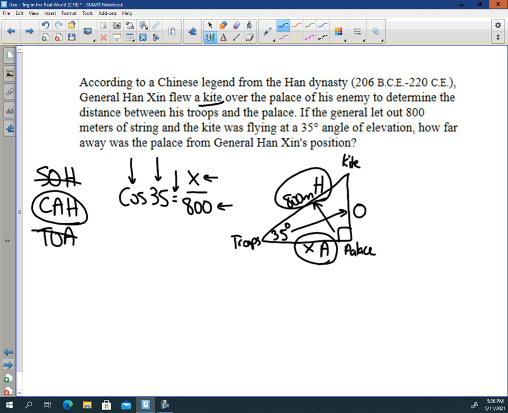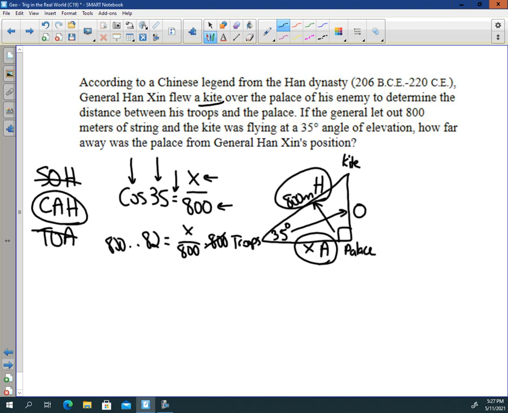This is actually a slightly easier problem. So let's find out what the cos of 35 is. So 35 cos, 0.82. 0.82 equals x over 800. Well, I've been telling you to multiply what's in the denominator every single time, and so just keep doing it, 800. You're going to multiply by 800 on both sides.